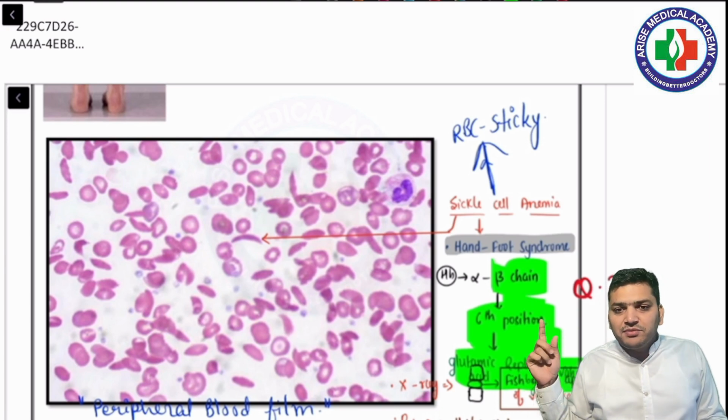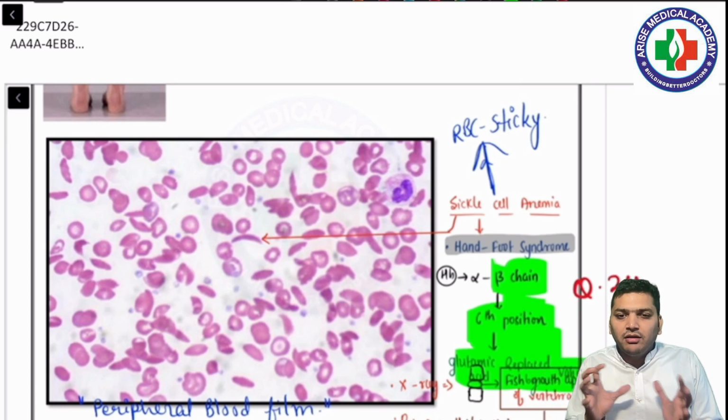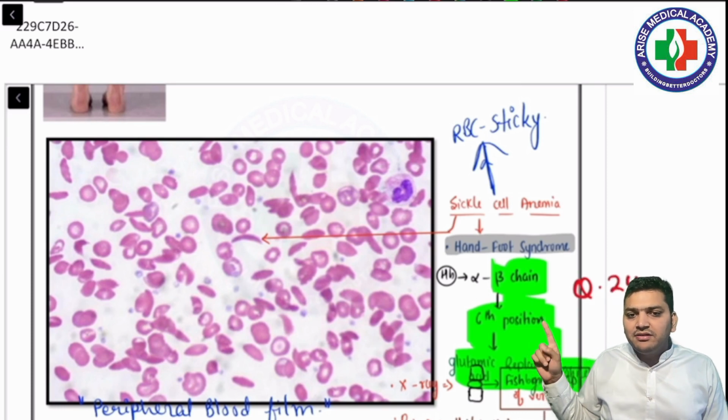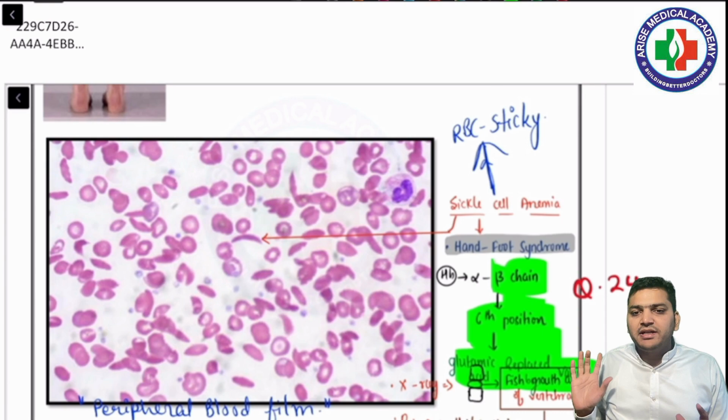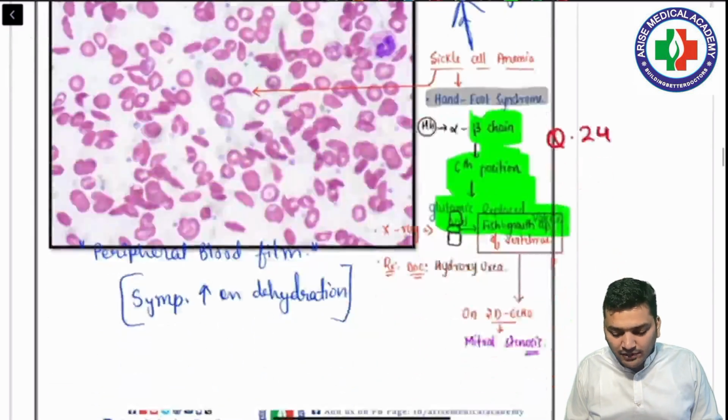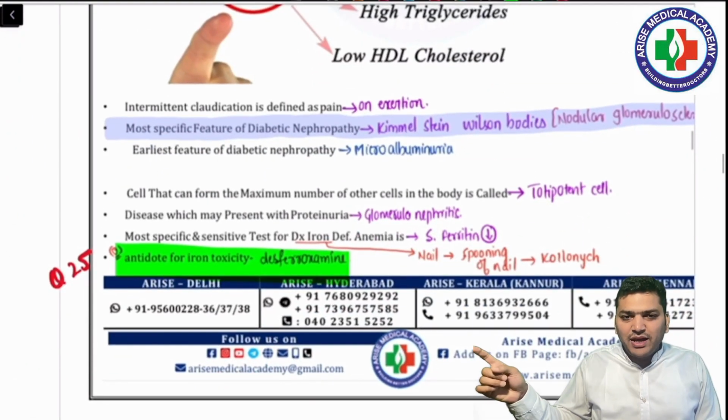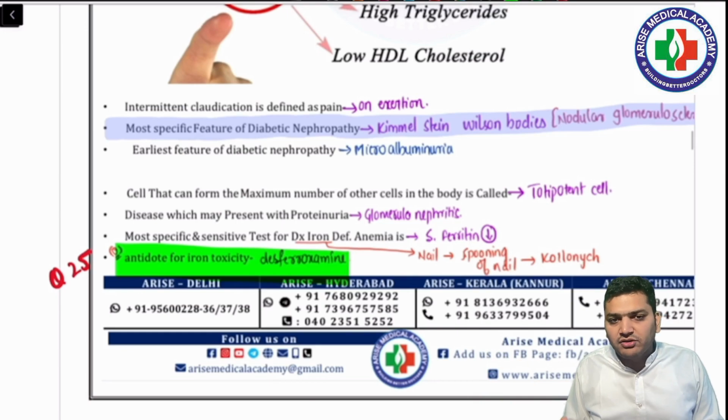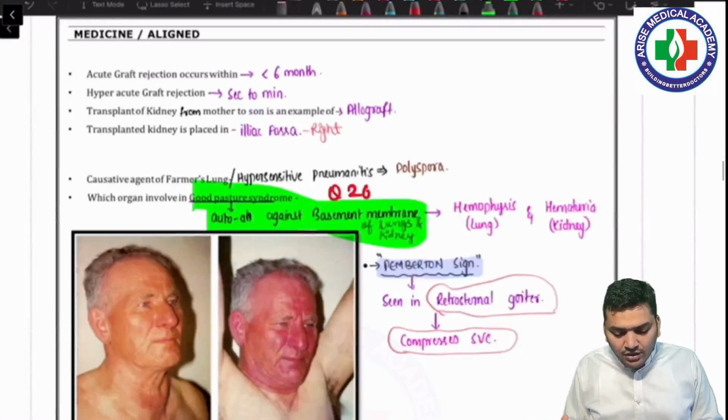Then there was a question from sickle cell anemia about where the mutation is. It is the beta chain, 6th position. The glutamic acid will be replaced by valine. The next question we have already discussed, that was the antidote of iron toxicity, that was the desferrioxamine.